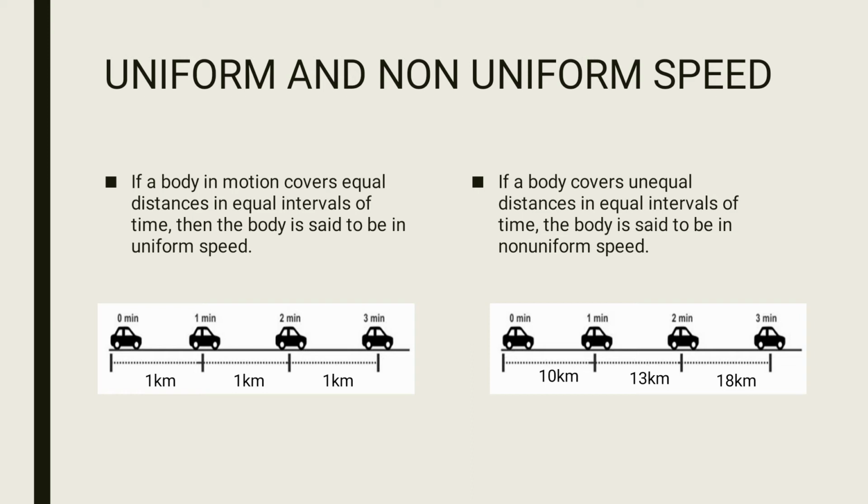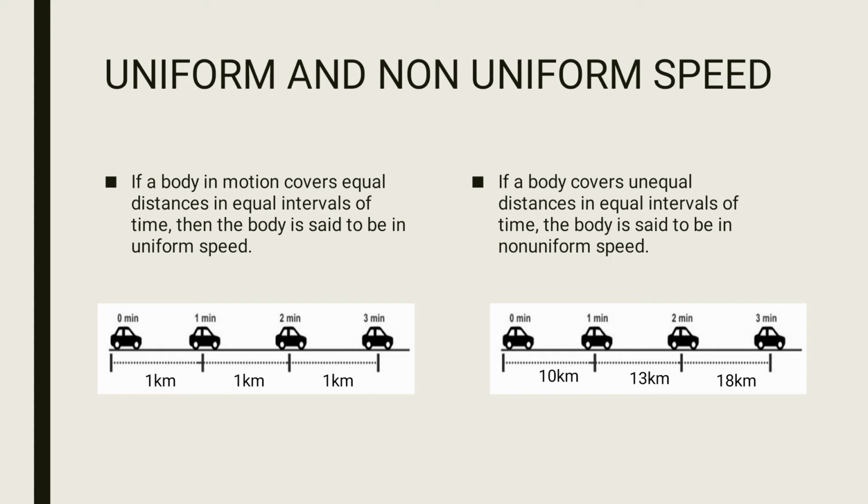Next one is non-uniform speed. Here, if an object travels unequal, that is different distance in equal interval of time, we call it as object moves in non-uniform speed. For this you can see the second image.